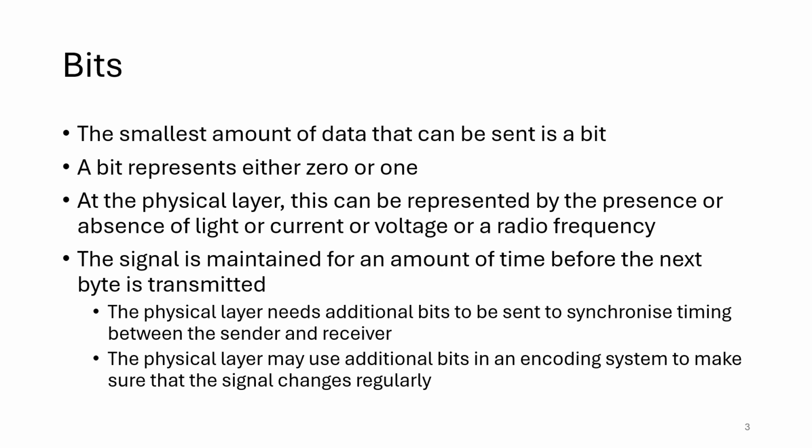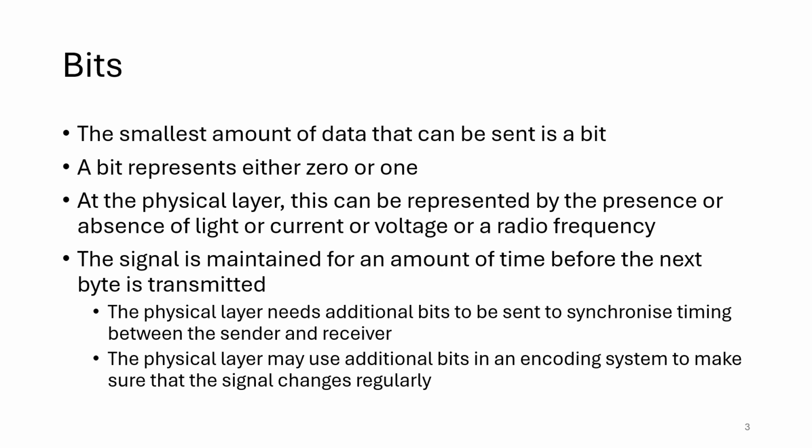We'll start with bits. The smallest amount of data that can be sent is a bit. A bit represents either a 0 or 1, and at the physical layer, this can be represented by the presence or absence of light, or the presence or absence of current or voltage, or by a radio frequency. The signal is maintained for an amount of time before the next bit is transmitted.